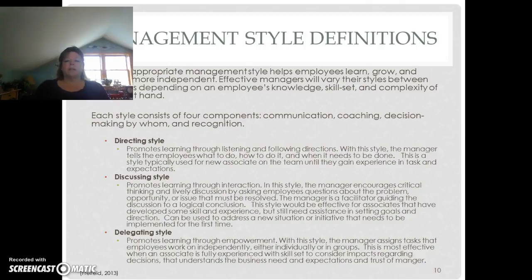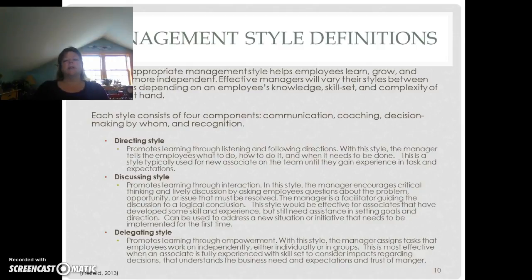So directing, this is usually most effective when it's a brand new person to the team or a brand new task and where you need to set expectations. So this is where the manager is going to promote learning through the listening and following of directions. You're going to give the employee very specific instructions of how to and what to do and when it needs to be done, so that they're concentrating on the task at hand and not all the decisions around it.